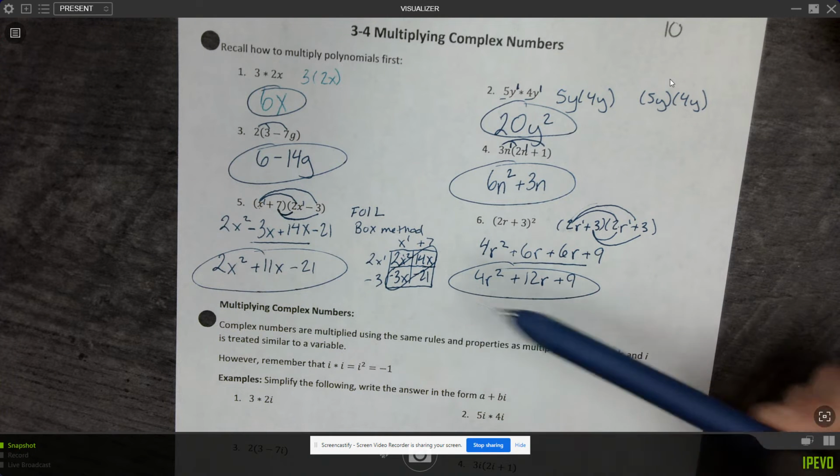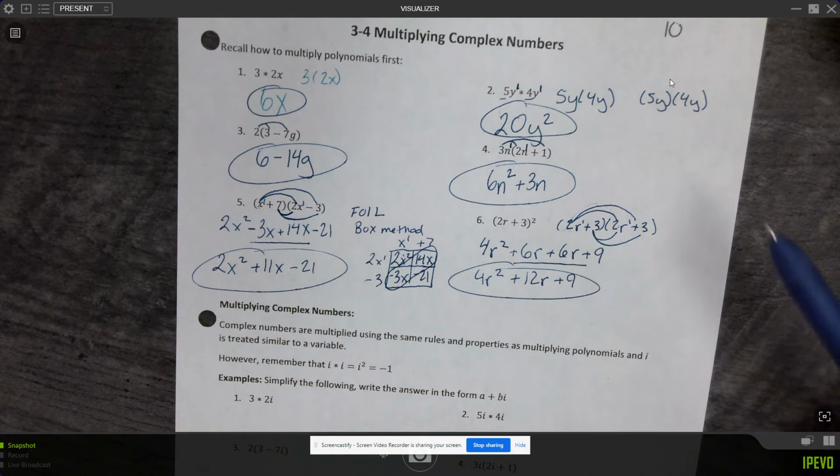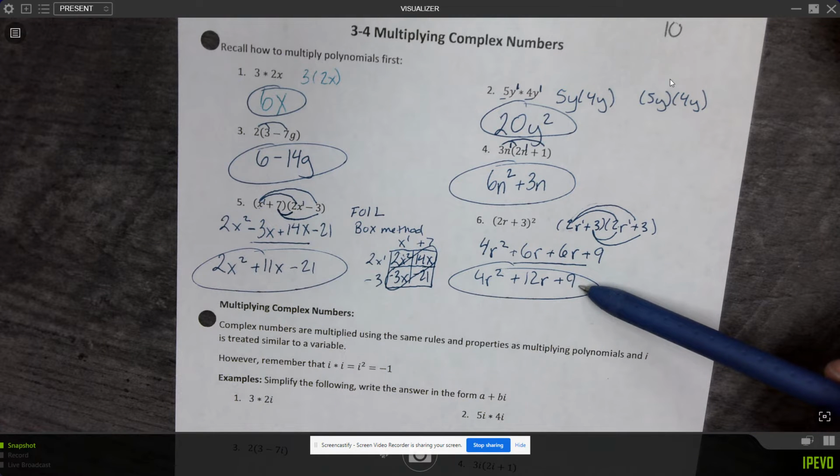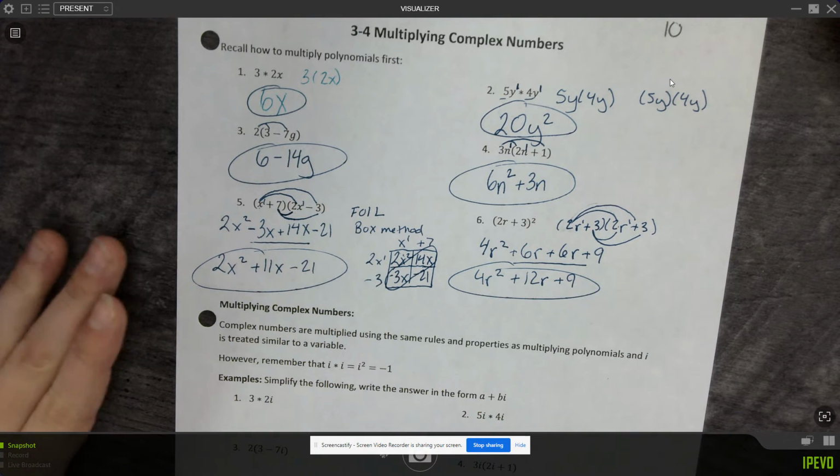Now, I am not going to show the box example in this example. If you did the box, make sure you get this, and if you don't, you should either ask a neighbor or ask Mrs. Mullen, and someone will help you find your mistake.